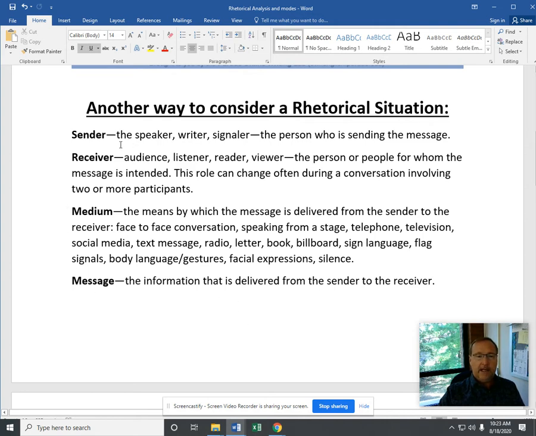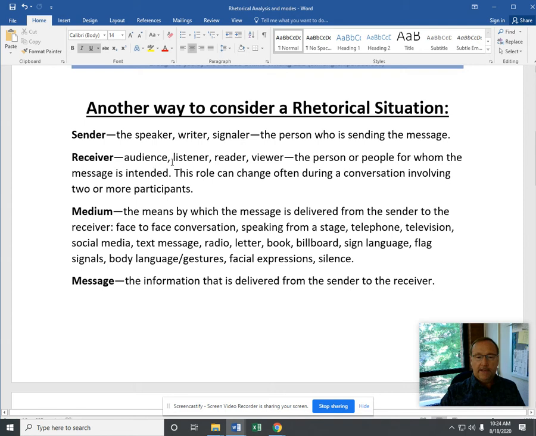The sender is anyone who is delivering the message. That would be a speaker, a writer, a signaler, someone who's doing sign language. If somebody's sending smoke signals, if somebody's sending a text, somebody is initiating a communication in any way. It could be through body language. It could be through even some clothing that you're wearing. You're sending off a particular message. So who is this person who is sending the message? The sender. And then there's the receiver.